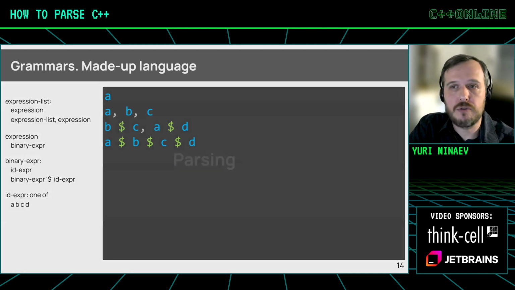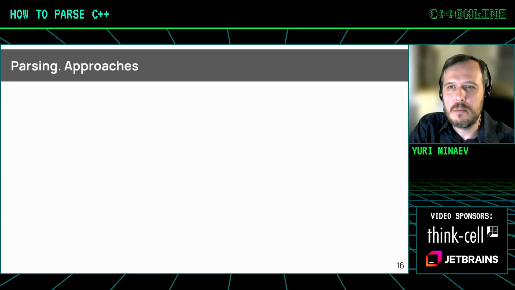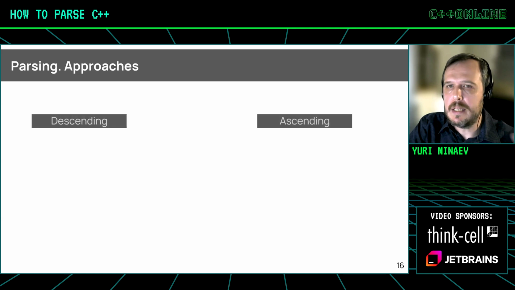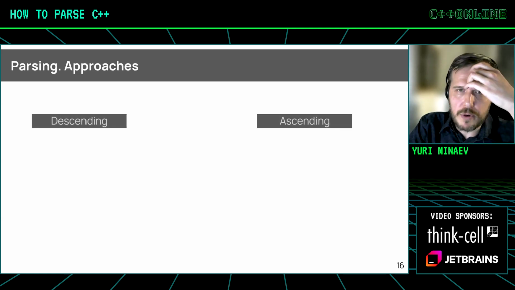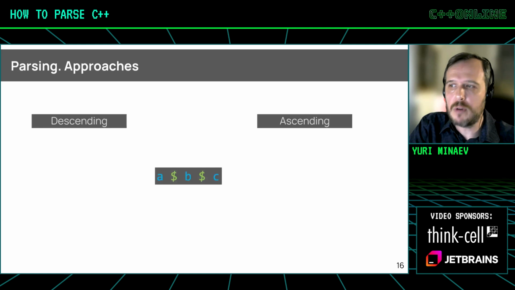So let's see how parsing goes for that. Now, there are different kinds of parsers, and they broadly classify as either descending or ascending methods. The good old recursive descent we all know and love is a descending method, and something like Python, which is a parser generator, can make an ascending parser for you. But let's try and parse this expression here: A something, B something, C.